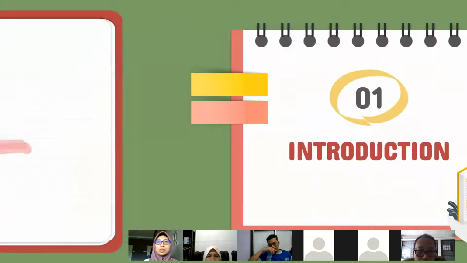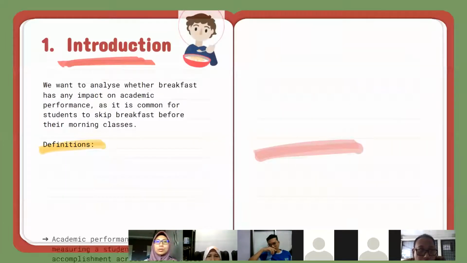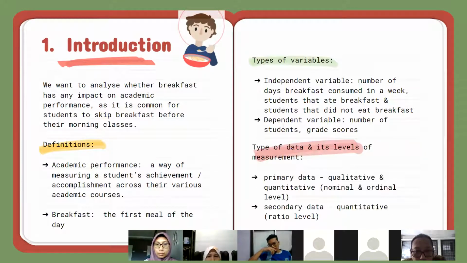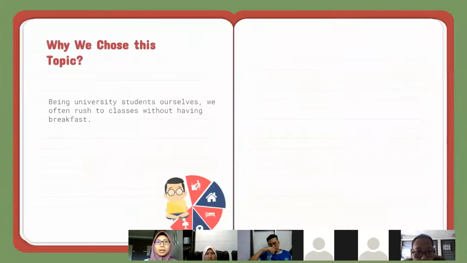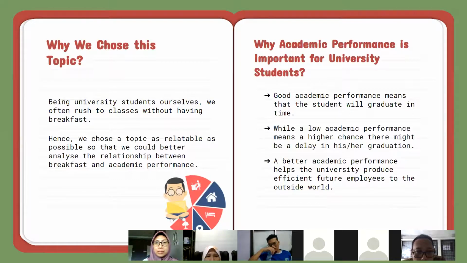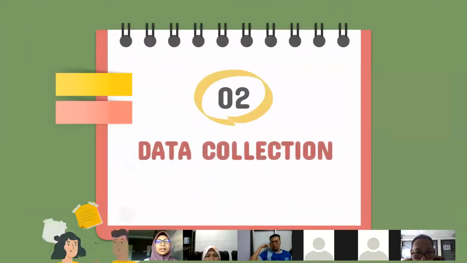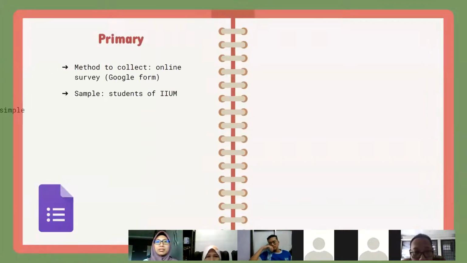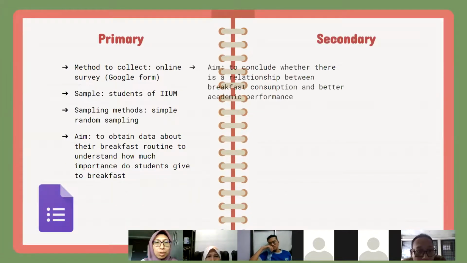Okay, here's the introduction. They explain their story. This is what we want to do. What is the definition? They give it. If it's about eating, make it more detailed, whichever. Okay, level of measurement, whatever. Why we chose this topic? Okay, they explain the reason, the motivation, why they did it. Okay, the second part, data collection. So here they explain, we collected the data using, an online survey, whatever.